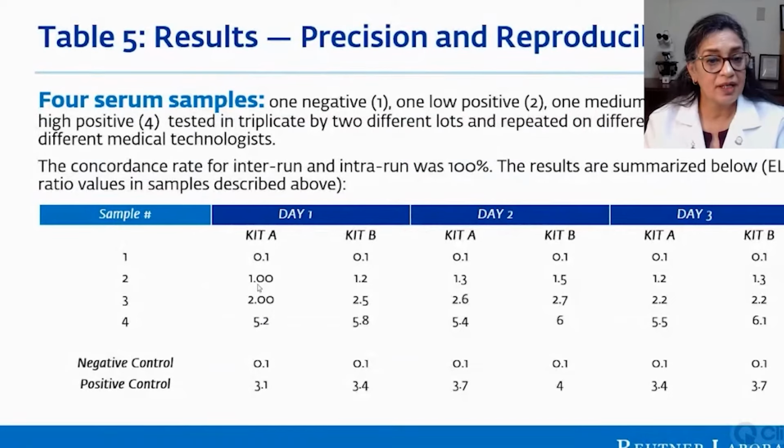The concordance rate for inter-run and intra-run was 100% using the 4 sera tested in triplicate using 2 different lots on 3 consecutive days, and these are the results here.